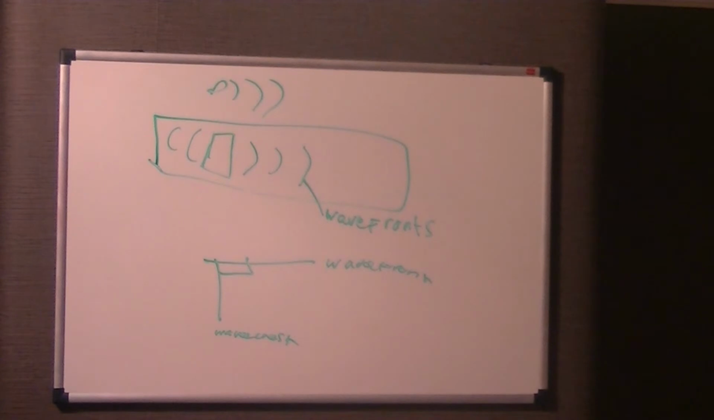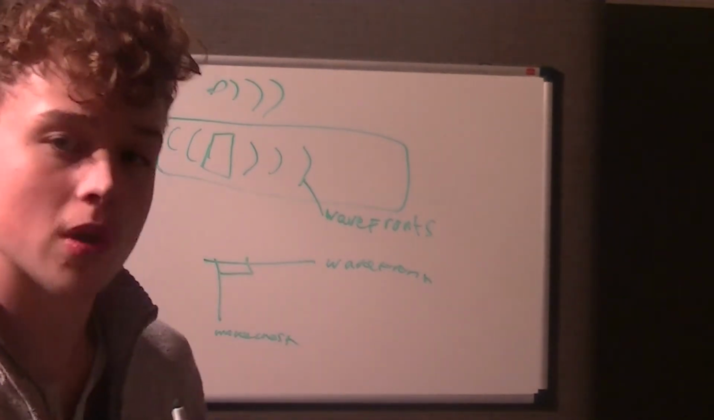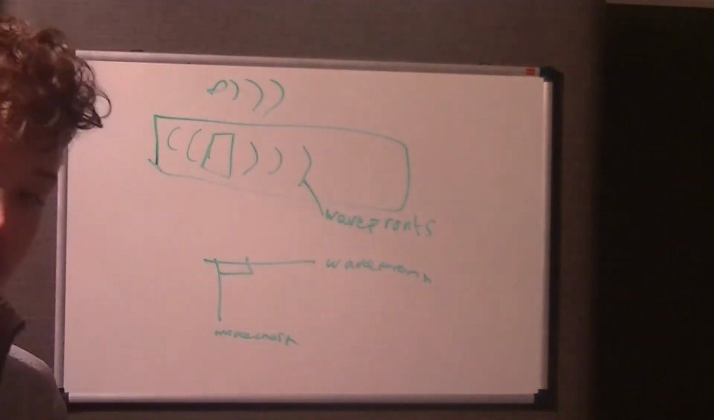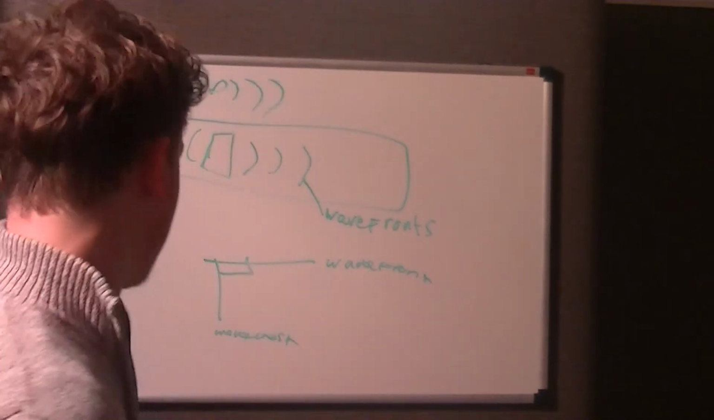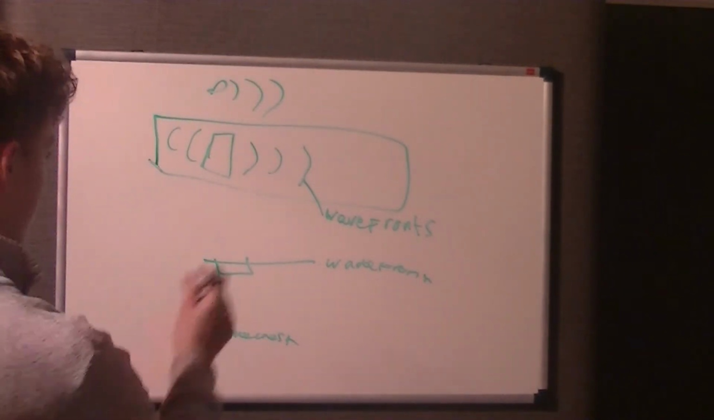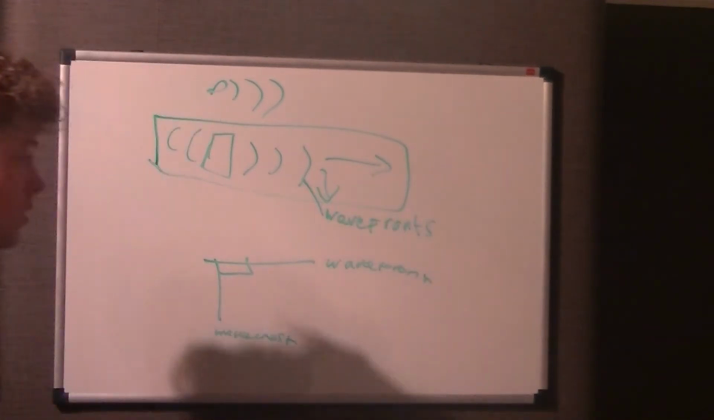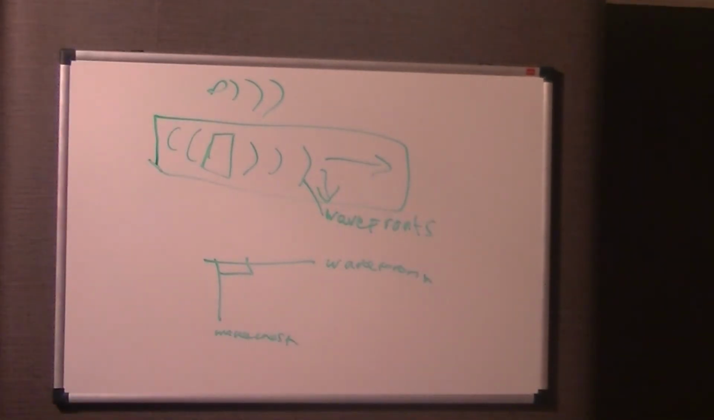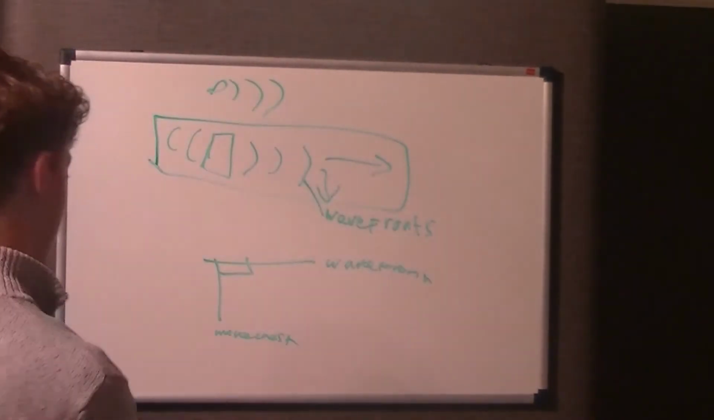Now when I say it's at right angles, what I mean is it travels at right angles. So the wavefront travels at right angles, 90 degrees, to the wave crest. Hopefully you've got that. If you haven't, again just send us a message.